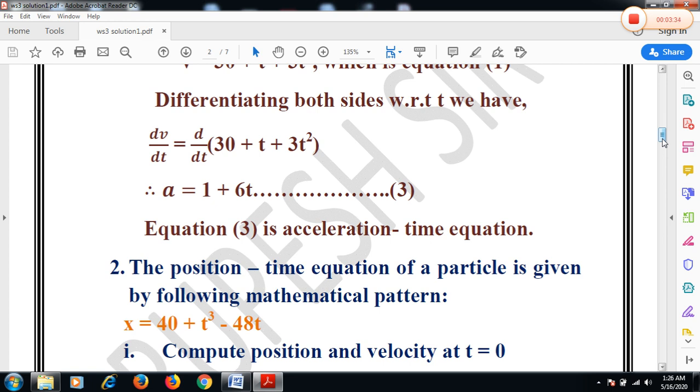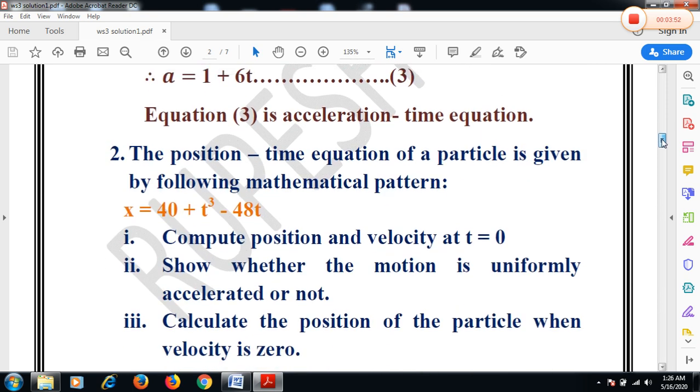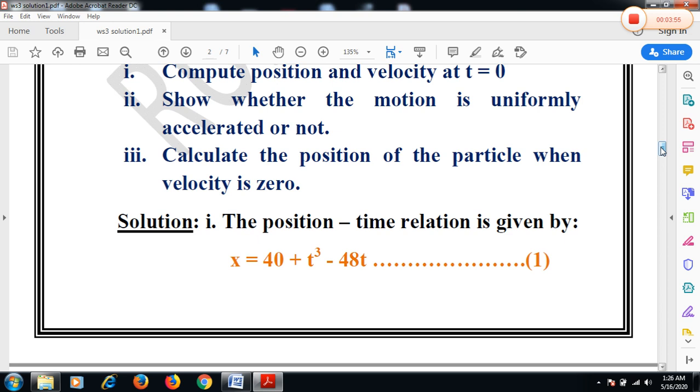Let us move forward to problem number 2. The position-time equation of a particle is given by x equals 40 plus t cube minus 48t. Number 1, we need to compute the position and velocity at t equals 0. Number 2, we need to show whether the motion is uniformly accelerated or not. And number 3, calculate the position of the particle when the velocity is 0. So let us move forward to the solution.